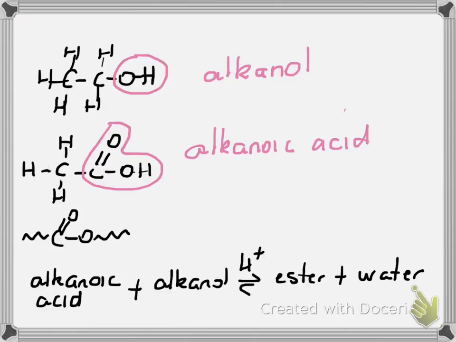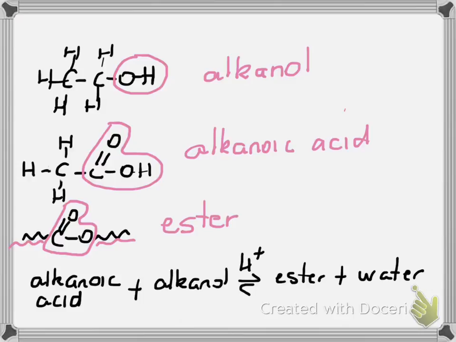C double bond OH, acid. And the last one, this functional group, C double bond O, in the middle of a carbon chain of any length either side, is the ester.